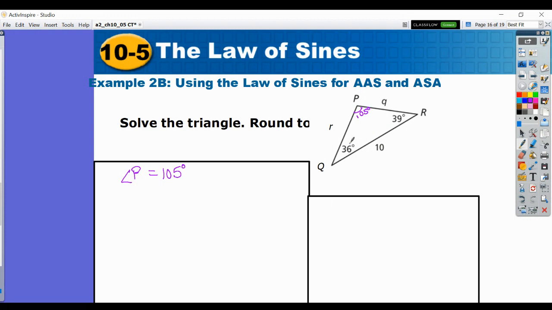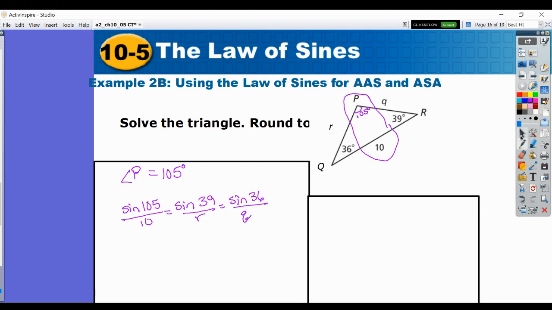Now, I had to do that first because in order to use the law of sines, you have to have an angle and its opposite. An angle and its opposite, an angle and its opposite. The only one that I actually know both numbers on now is angle P. So I'm going to start with that one. Sine of 105 over 10 equals sine of 39 over R, it doesn't matter which one you do first, equals sine of 36 over Q.